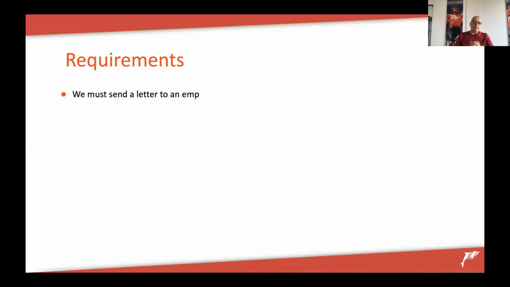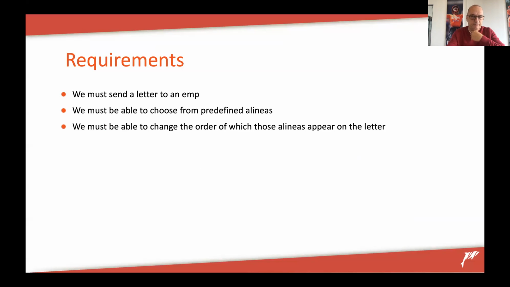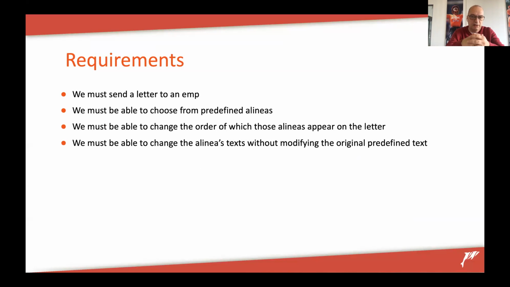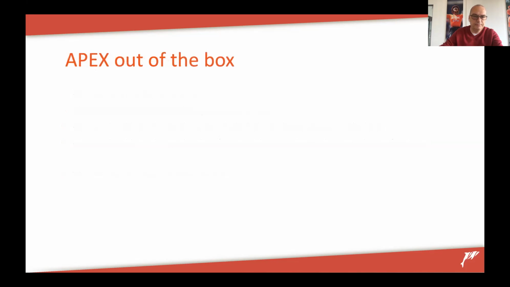So wrapping everything up, and making some nice UX to it. Let's say we need to send a letter to an employee. And we must be able to choose from predefined alineas, how do you call them, pieces of text. We must be able to change the order in which those alineas appear on the letter. We must be able to change the alinea's text without modifying the original predefined text. But relax, we only need to send one letter per employee.